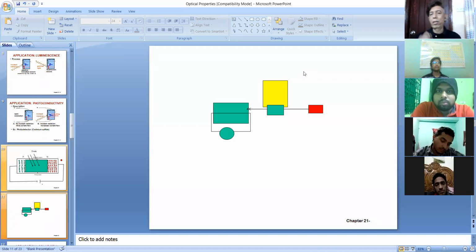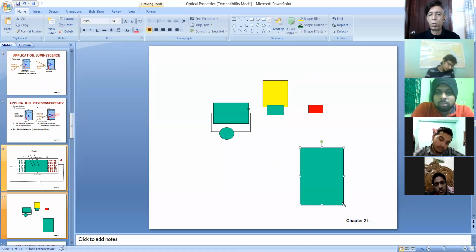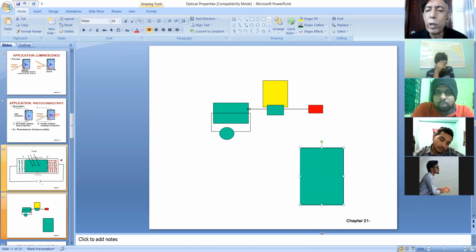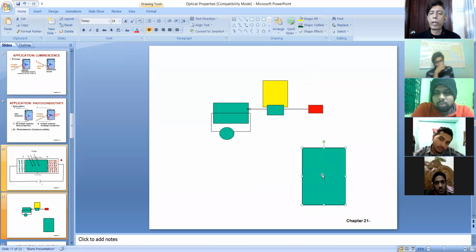Now, third one. Let us suppose that this is a metal archway. If you want to pass this metal archway, you get a crack blip.